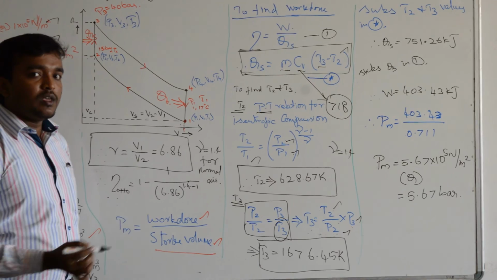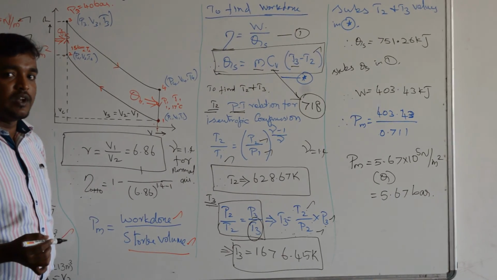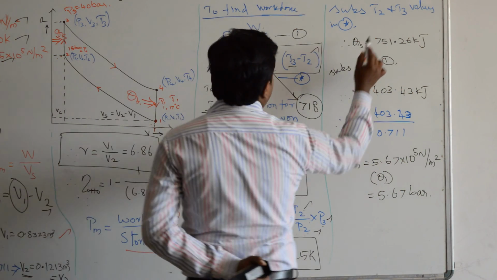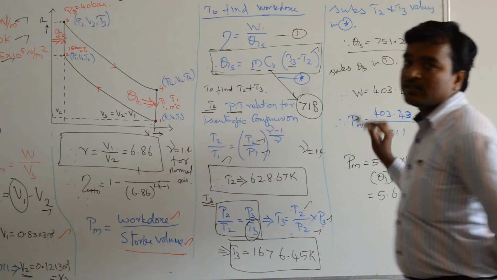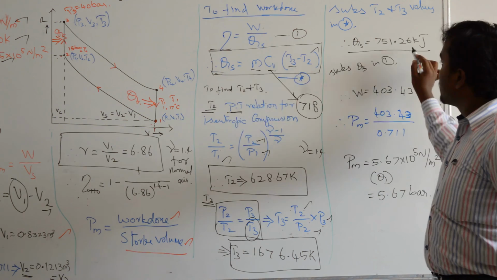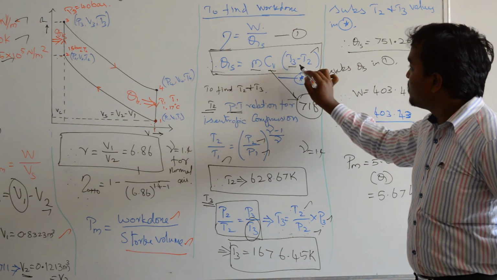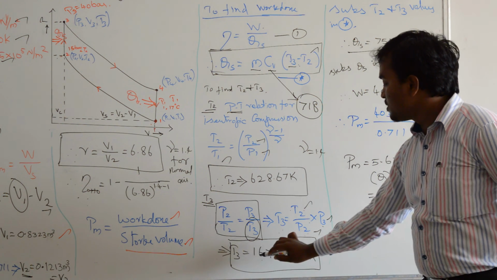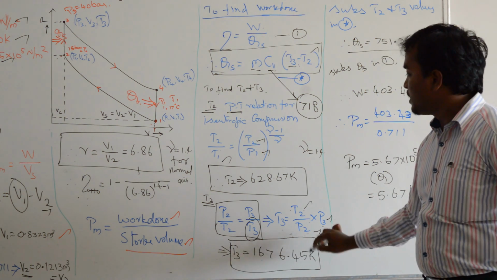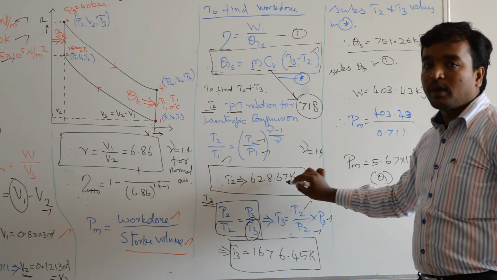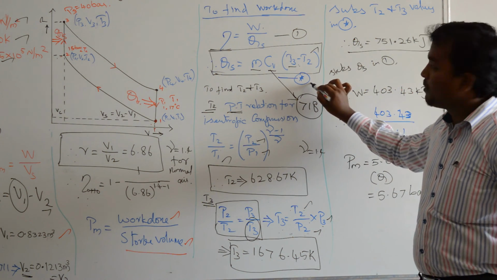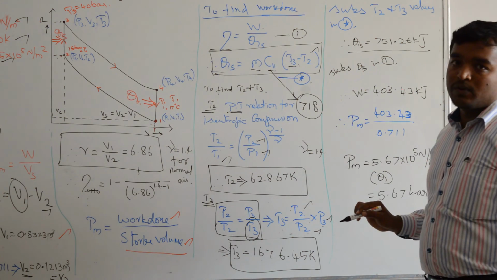Why do we find the T2 and T3 values? To find the QS. So substitute the T2 and T3 values in the QS formula. m Cv into T3 minus T2, 1676.45 Kelvin minus 628.67 Kelvin. Substitute the values in this QS formula. We get the QS value.